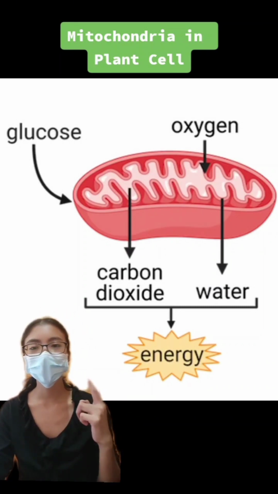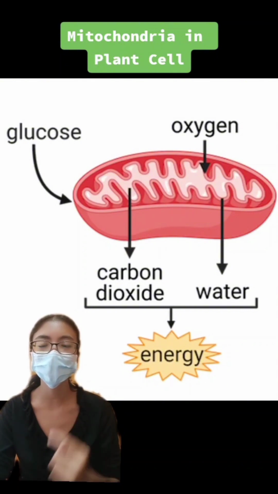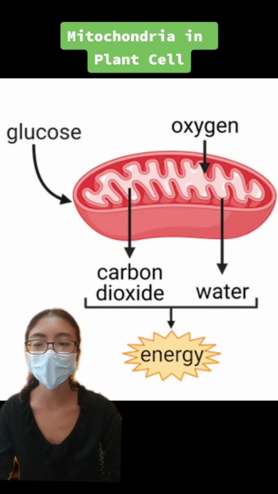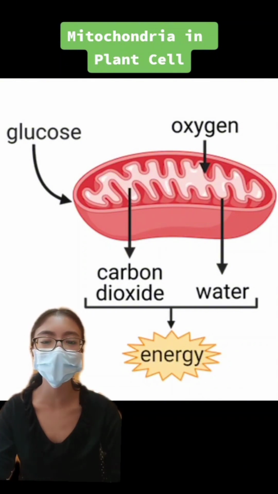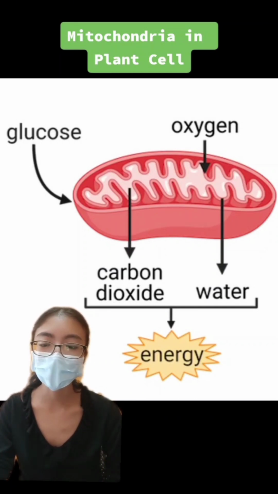As we can see in the figure, glucose, oxygen, carbon dioxide, and water are combined to make energy, and that's what we call cellular respiration. Even though plant cells also do photosynthesis, they must also do cellular respiration. This is because all cells need energy to carry out their functions.